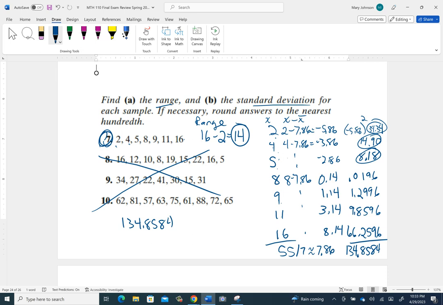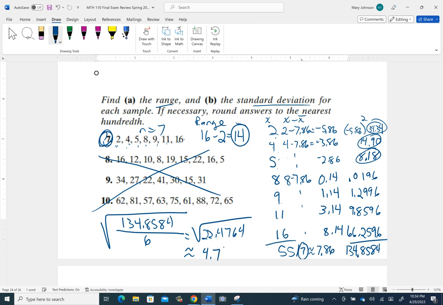Okay. And then I need to divide that by 1 less than the data set. So 1, 2, 3, 4, 5, 6, 7. N equals 7. You divide by 7 when you do the mean, but 1 less than that when you do the standard deviation. So 134.8584 divided by 6. So I get like 22.4764 and then square root that. And I get around 4.74. Okay.